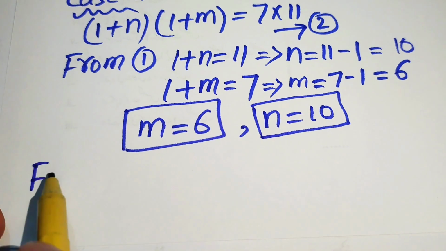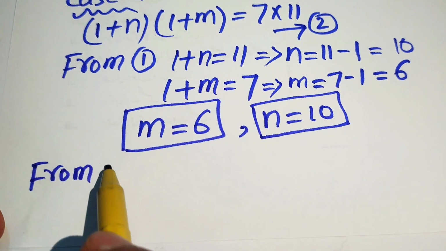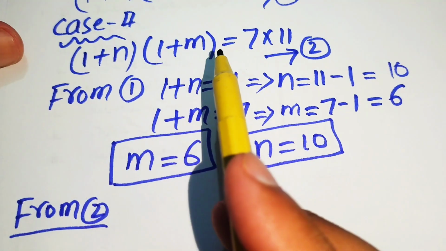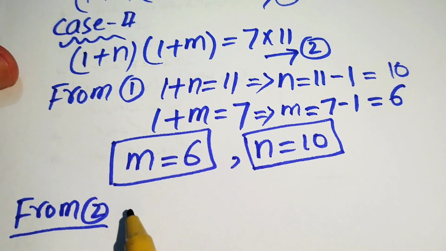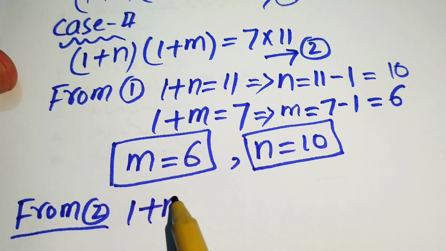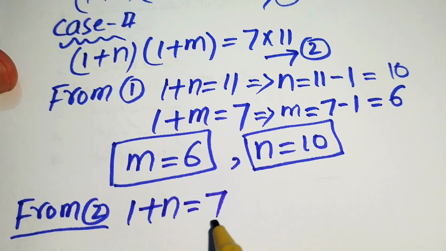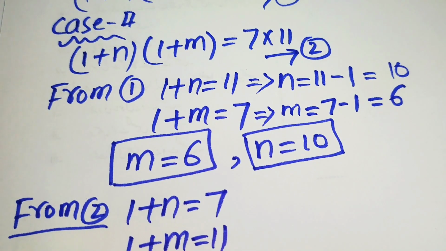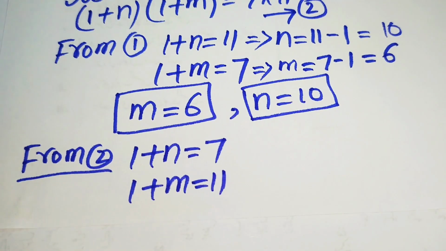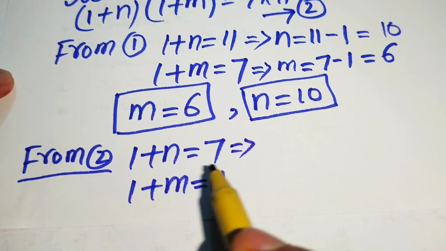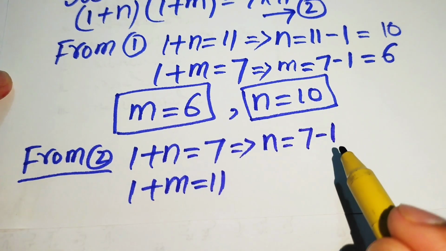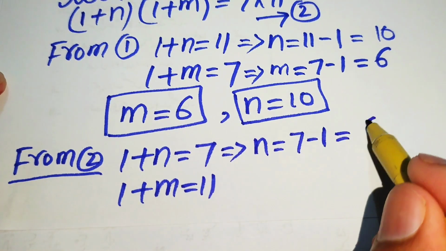So in the second case, this implies equation number 2, and here we compare both of the sides and we write it as 1 + n equals 7 and 1 + m equals 11. So we move this plus 1 to the right hand side and we get n equals 7 minus 1, and 7 minus 1 is equal to 6.